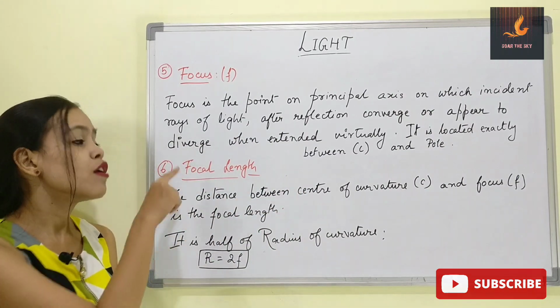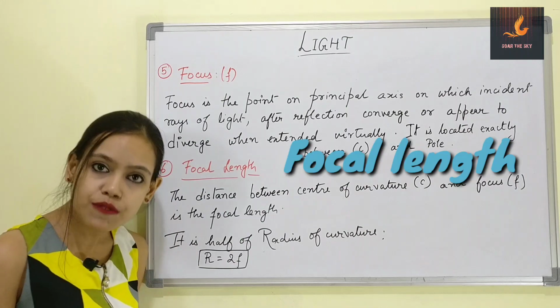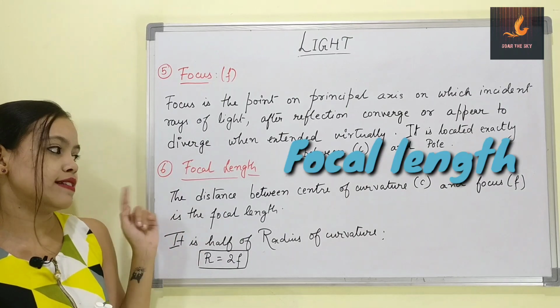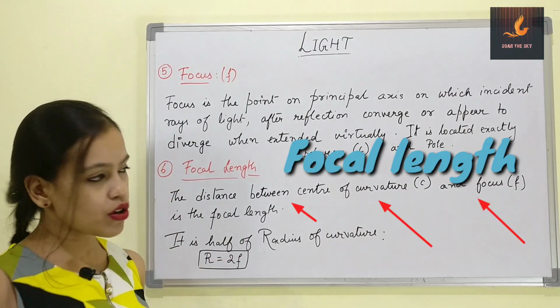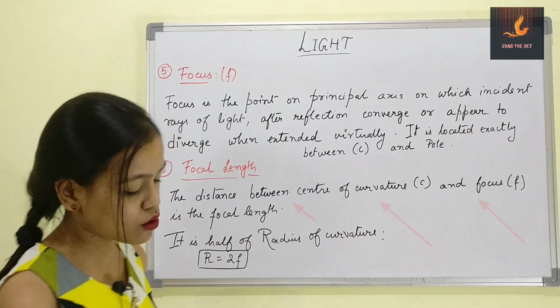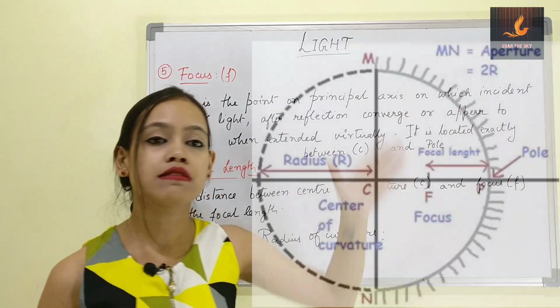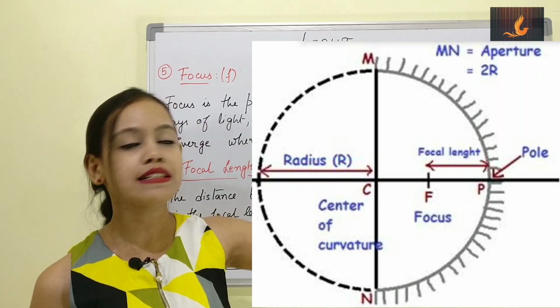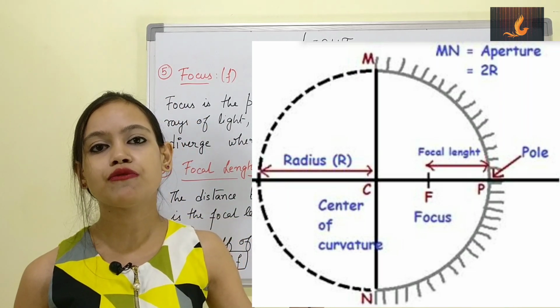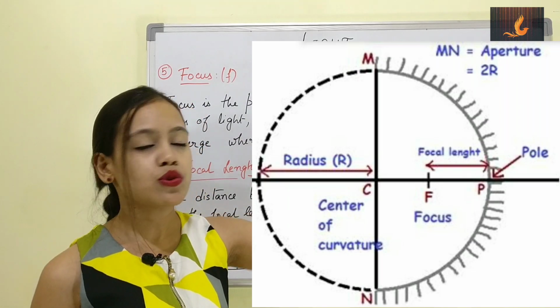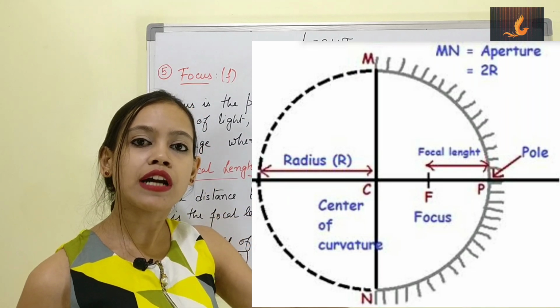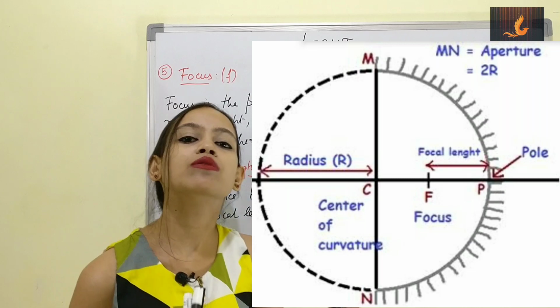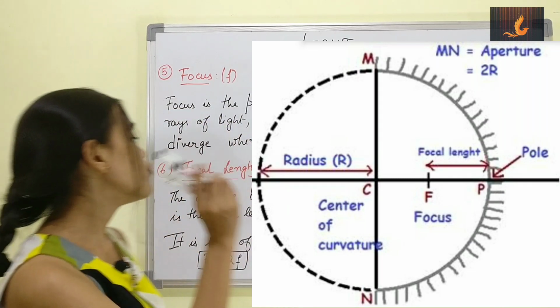Next point is focal length. So what is focal length? Focal length is the distance between center of curvature and focus. So we have already seen, this is the diagram of the mirror where we can see that this is center of curvature and this is focus. So in between center of curvature and the focus point, that particular distance we call as focal length.